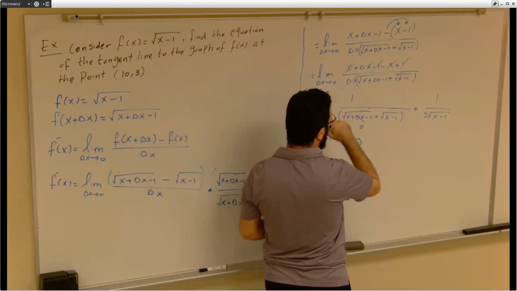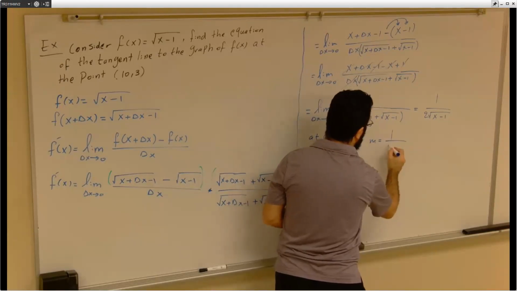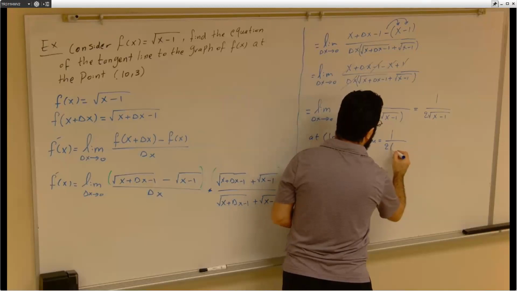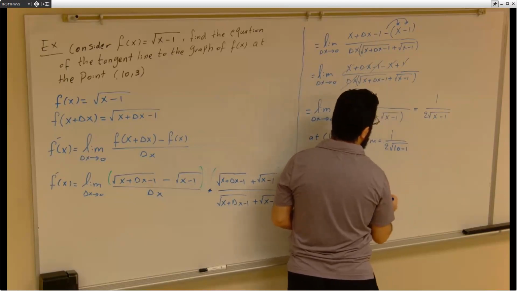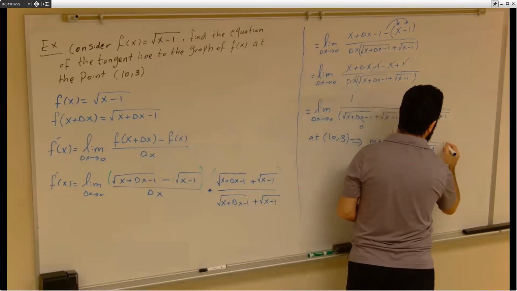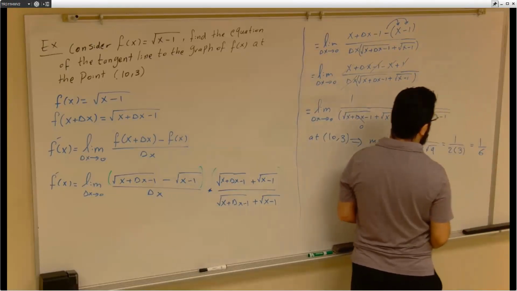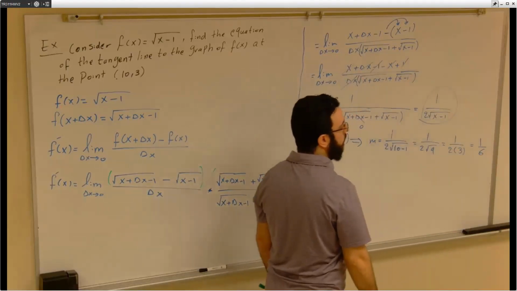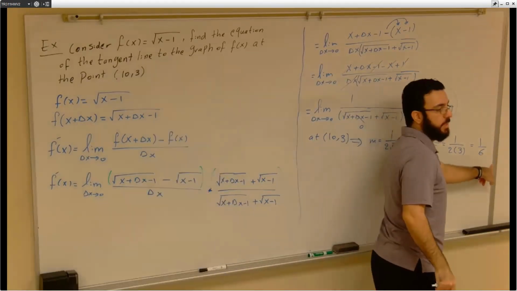But at this point, our slope is going to be equal to 1 over 2 square root. I'm going to plug in the 10. 10 minus 1. So it's going to be 1 over 2 square root of 9. So it's going to be 1 over 2 times 3. Square root of 9 is 3. So it's going to be 1 over 6. So at this point, this is the slope of the tangent line, not for the whole line. At this point, our slope is 1 over 6.